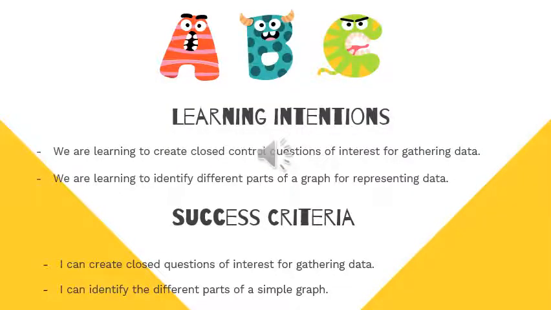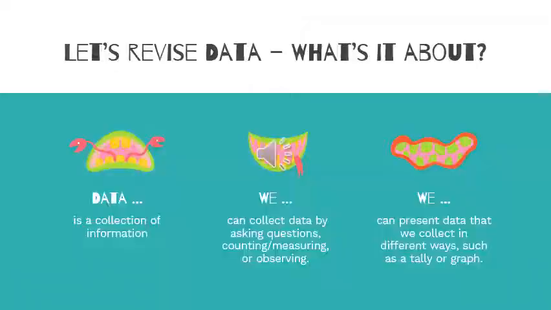Our learning intentions today are that we are learning to create closed control questions of interest for gathering data, and we are learning to identify different parts of a graph for representing data. Your success criteria, the way you can get 2 thumbs up from your teachers, is to say I can create closed questions of interest for gathering data, and I can identify the different parts of a simple graph.